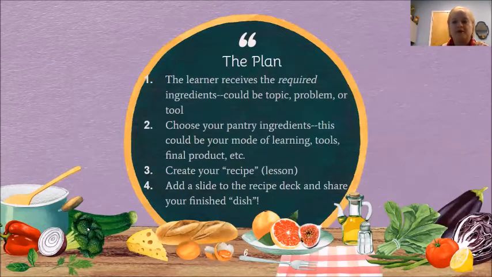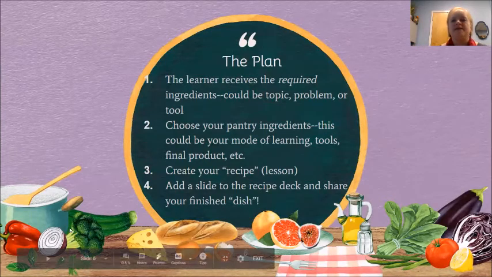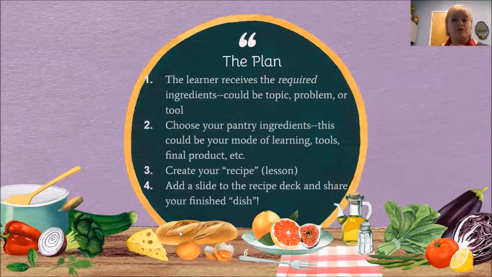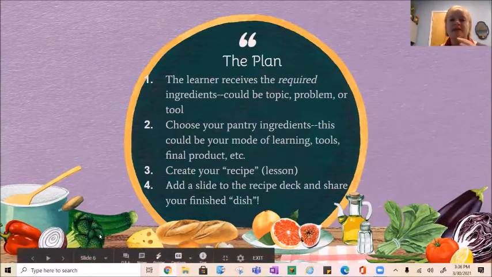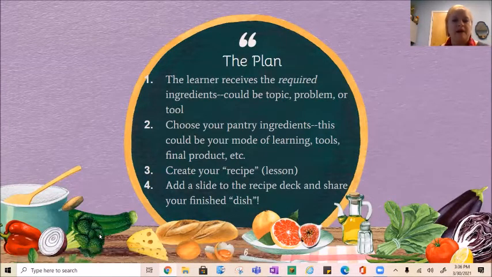The plan for using the Chopped lesson model is simply that a learner is going to receive whatever required ingredients, and so everything's going to have that cooking theme. That might be the topic that you're studying, it might be a problem that they have to solve, it may be that they are required to use a certain tool or a certain website, or maybe even something hands-on, but something is going to be required of them. And then they are going to have pantry ingredients that they are able to self-select. And so that's what you see in number two here.